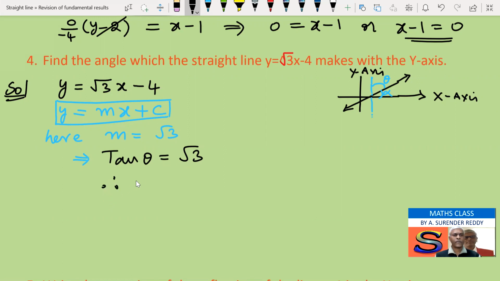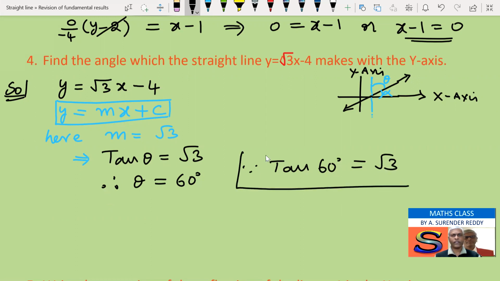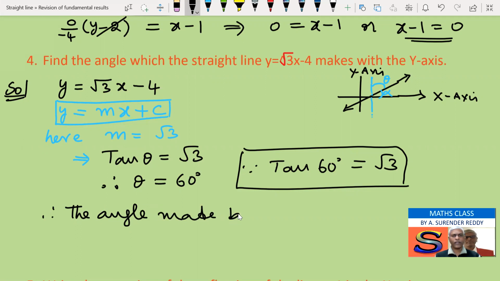So therefore, tan 60 degrees, since tan 60 degrees value is root 3. Therefore, here the theta is 60 degrees. So what is theta? The angle made by the line with the x-axis, 60 degrees. So therefore, the angle made by the line with the x-axis is equal to 60 degrees.